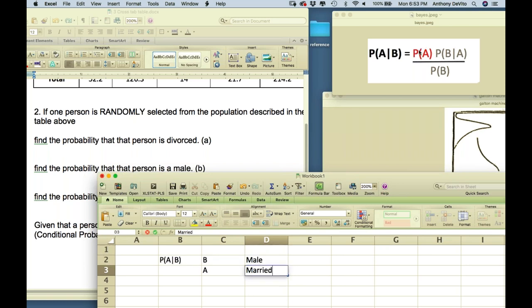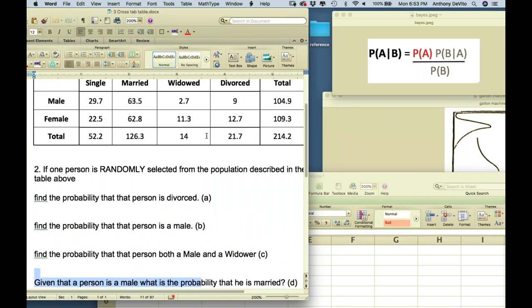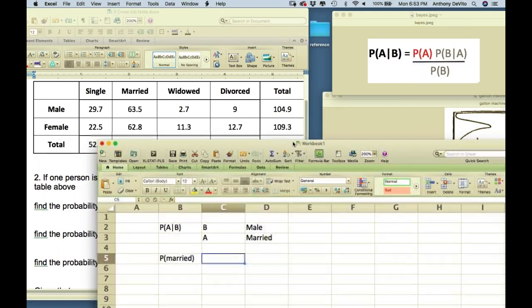Okay, so let's find out what we have here. What's the probability of A? The probability that a person is married. What's the probability of being married in this population? How many people in this population are married? 126 over 214, equals 126 divided by 214. I'm rounding the numbers off. Okay, that's the probability he's married.